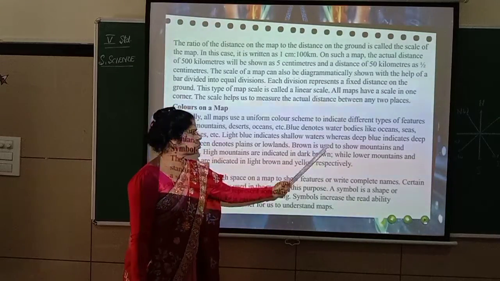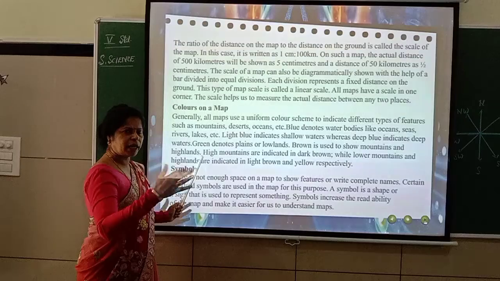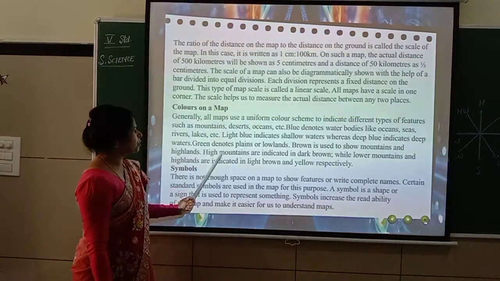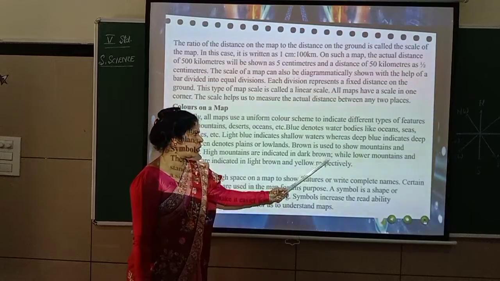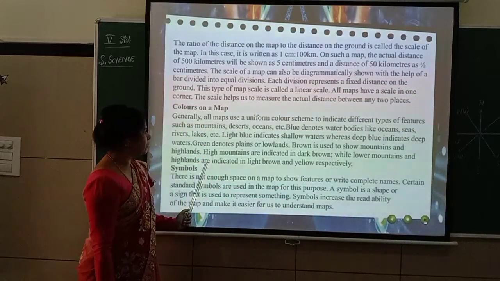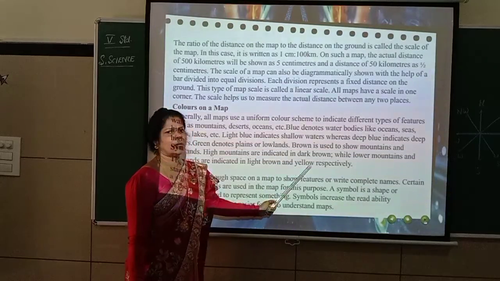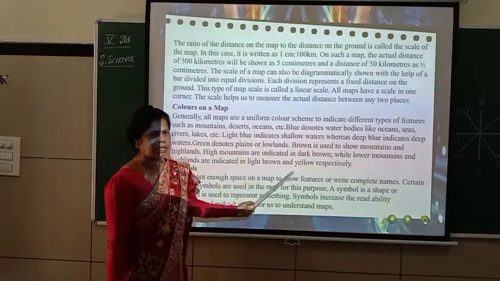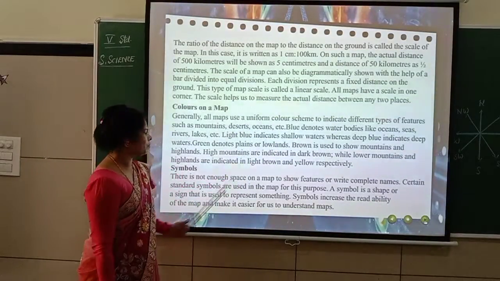Brown is used to show mountains and highlands. Highlands above the land, if there is highland, that is shown in brown color. High mountains are indicated in dark brown, while lower mountains and highlands are indicated in light brown and yellow respectively. So these are the different colors specially used to denote the different places.